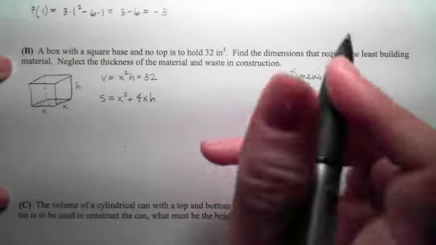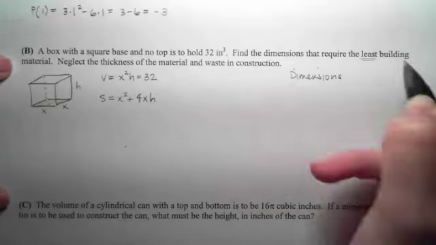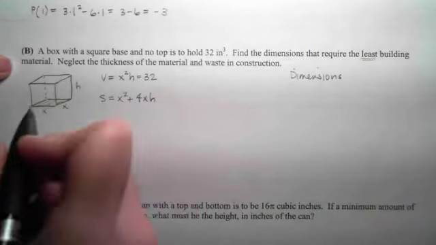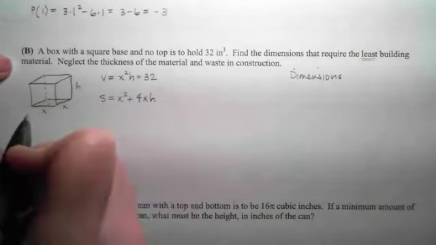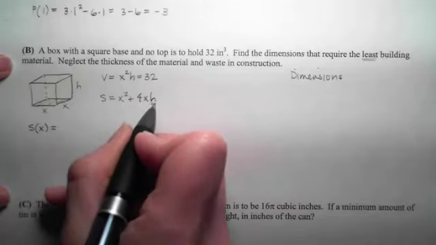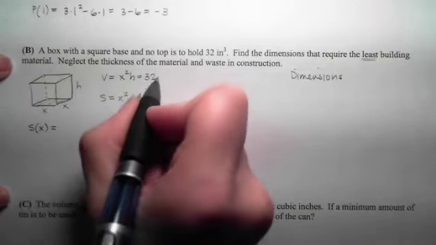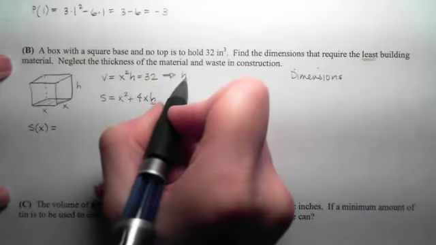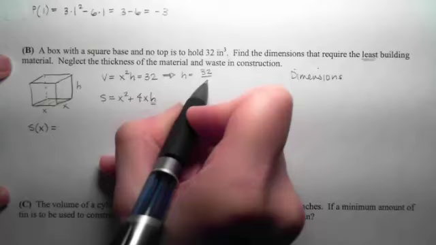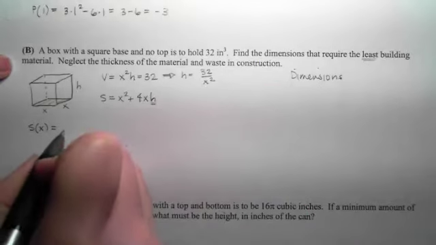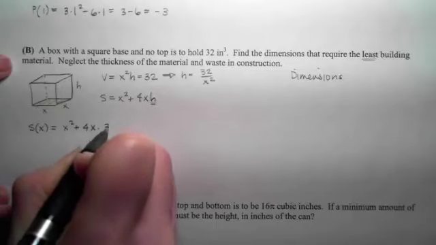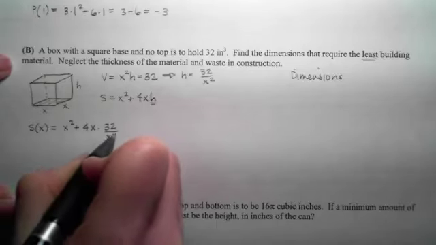Now my goal is to use the least building material. So that means it's the surface area that I need to minimize. That means it's the surface area that I need to have in terms of x. So if I look here, I can see that I need to get rid of that h. Well, fortunately up here I've got a formula that I can use. If I isolate h, I'll get a 32 over an x squared. So my surface area is now x squared plus 4x times a 32 over an x squared.